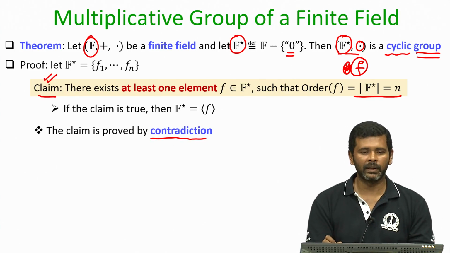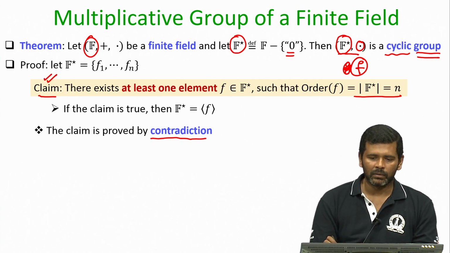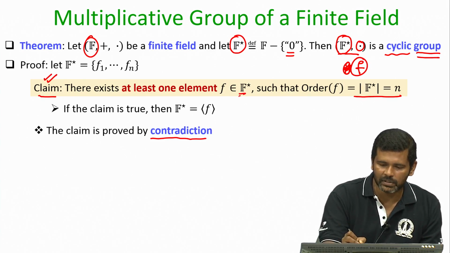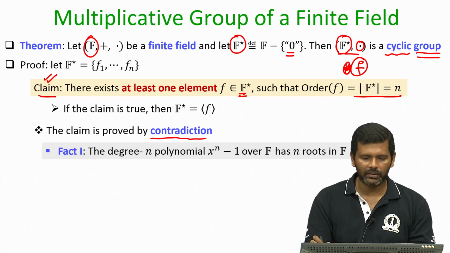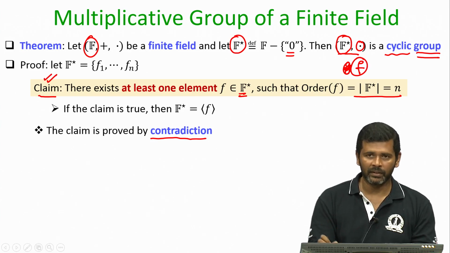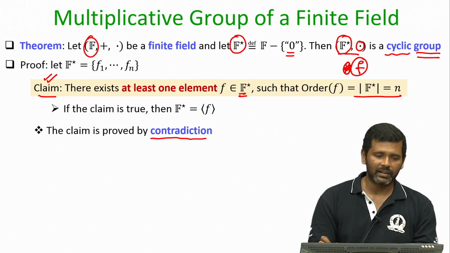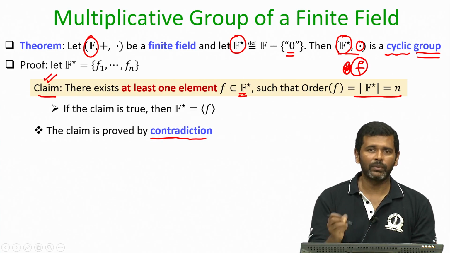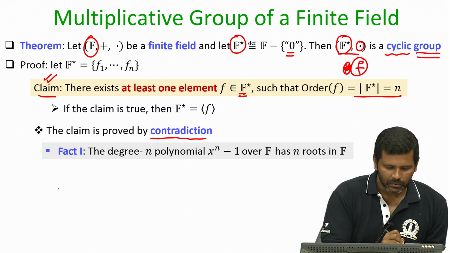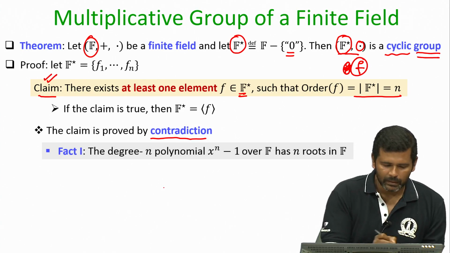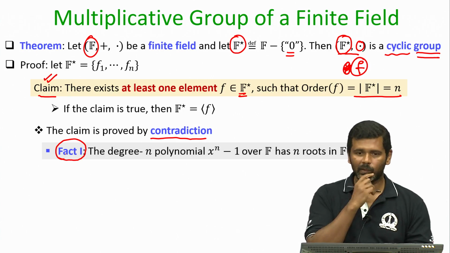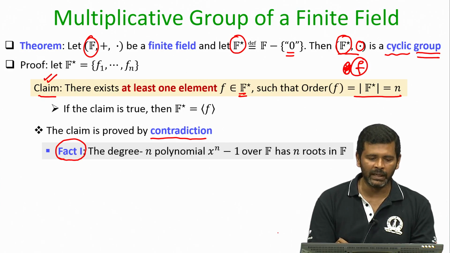So, the claim is actually proved by contradiction. So, we want to show that there exists at least one element in this collection F star whose order is n. The contradiction will be that there exists no element in the set F star whose order is n. If that is the case, then I have to arrive at some contradiction or some false statement. So, the proof strategy will be the following.